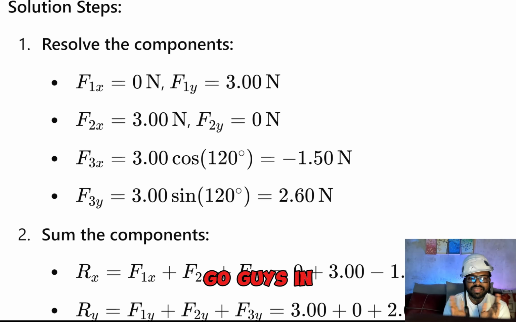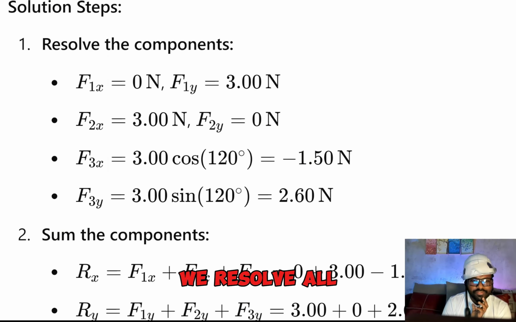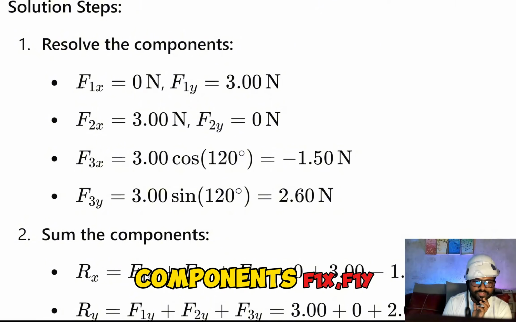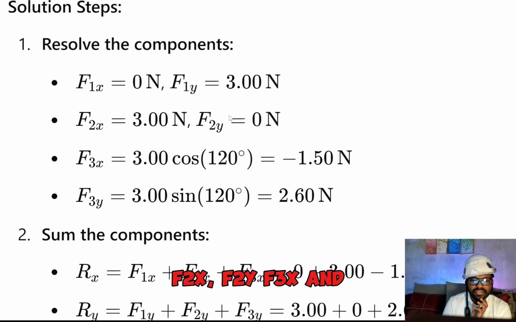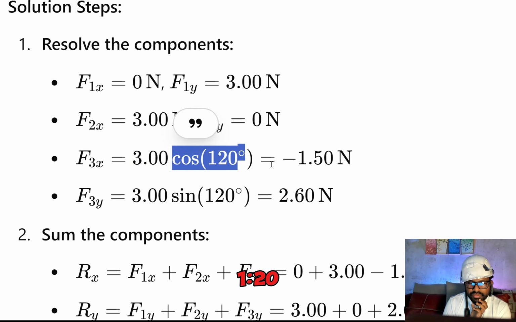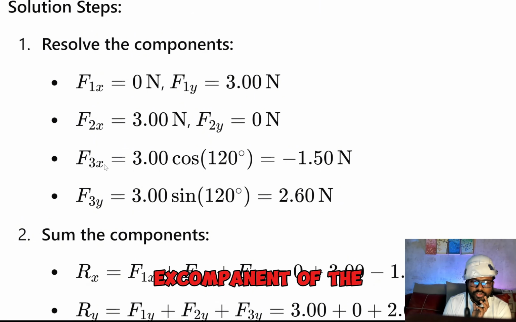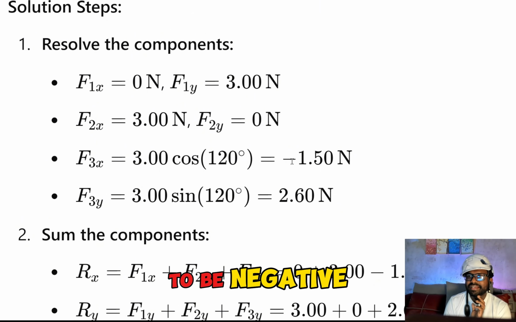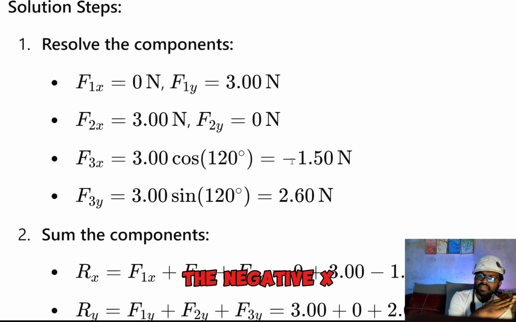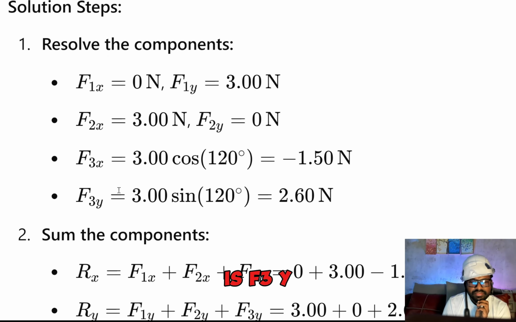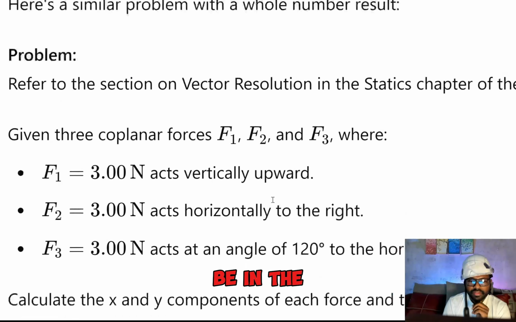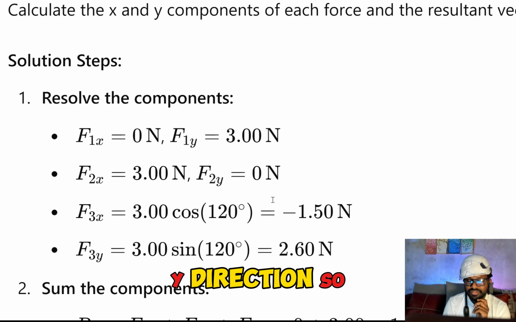So here you go, guys. In step number 1, we resolve all the forces into components: F1x and F1y, F2x, F2y, F3x and F3y. Here it is 3 times cos 120. That is the x component of the third force, which is going to be negative because it's slanted and in the negative x direction. And then there is F3y, which is going to be 3 sin 120, which is going to be positive because it is still in the positive y direction.